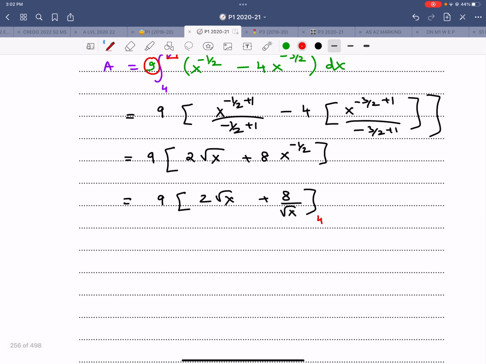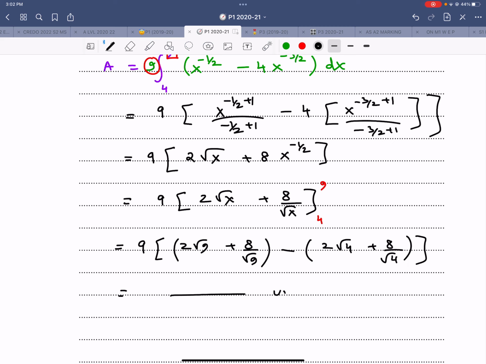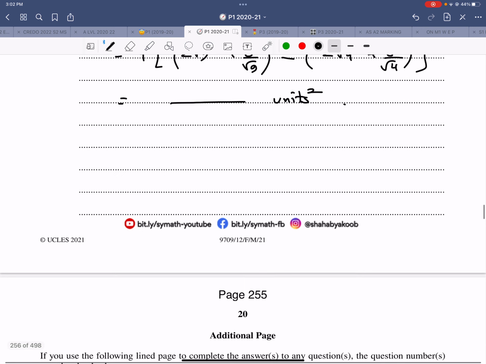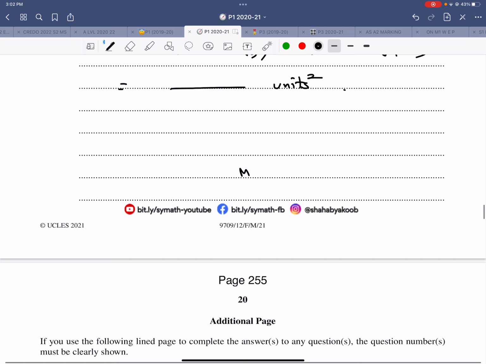This is 4, this is 9. Let's complete the whole thing. This is 2 root 9 plus 8 over root 9, minus 2 root 4 plus 8 over root 4. And then you would evaluate, and that is units squared. That is the answer for this part. And I think that finishes this February-March 2021 P1 paper.